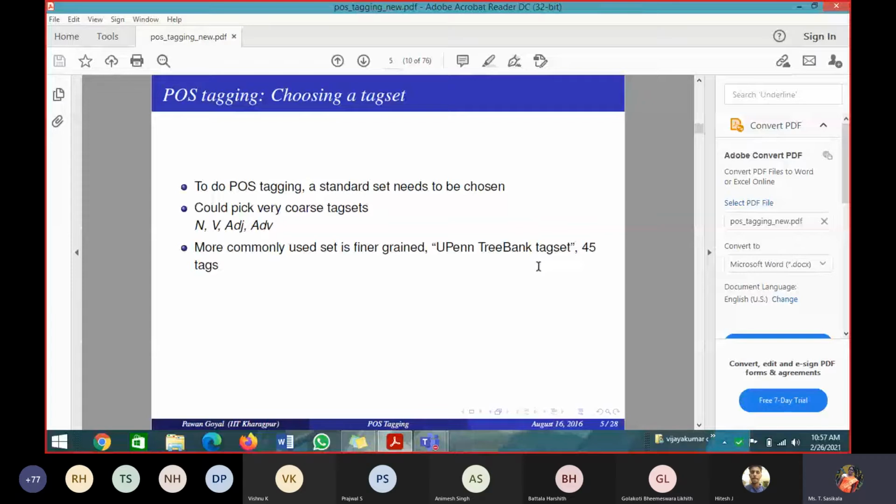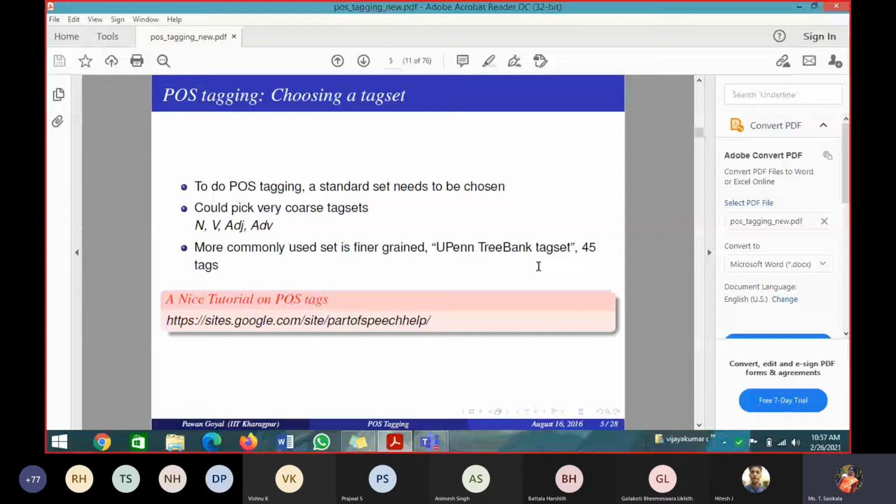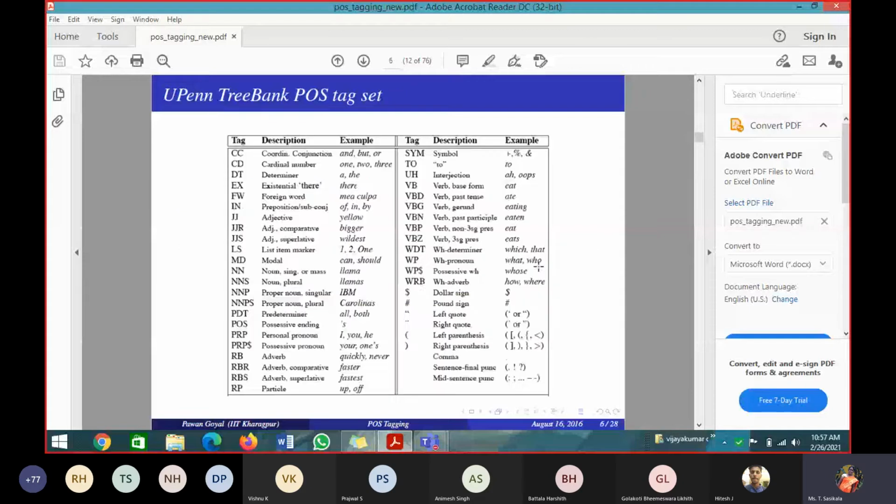For each tag, what noun means, you have to use a label, and they have identified it and given some examples for that. This is a predefined tag set available for the English language, and it has roughly 45 tags. So this is a sample example of the UPenn POS tag set.